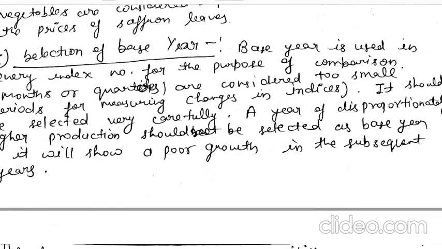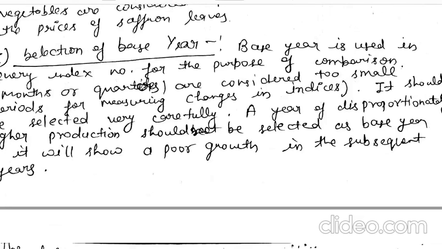Now, point C is selection of base year. So base year is used in every index number for the purpose of comparison. We will consider our base year in months or quarters, or two small periods for measuring changes in indices. It should be selected very carefully. A year of disproportionately high production should not be selected as base year, as it will show poor growth in the subsequent years, right?